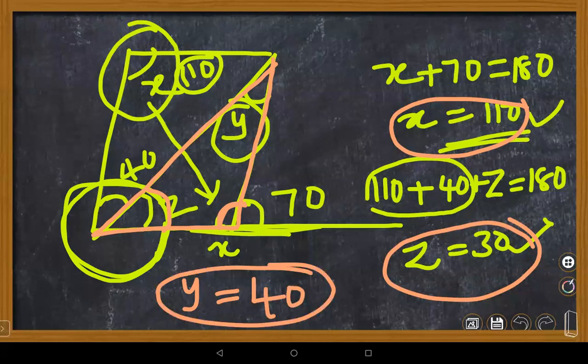Understood, Lalit? No, ma'am, I'm asking how did you get this angle as 40, ma'am? Which angle? Please let me know. Ma'am, can you explain from the first, ma'am? I little bit didn't understand. Okay.